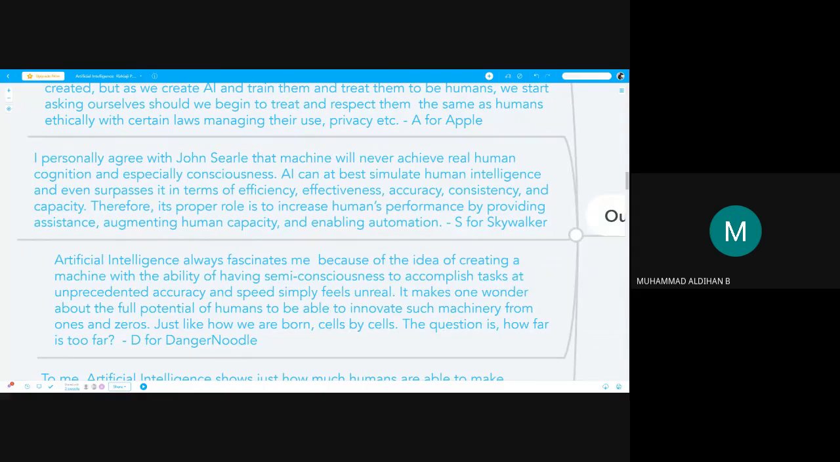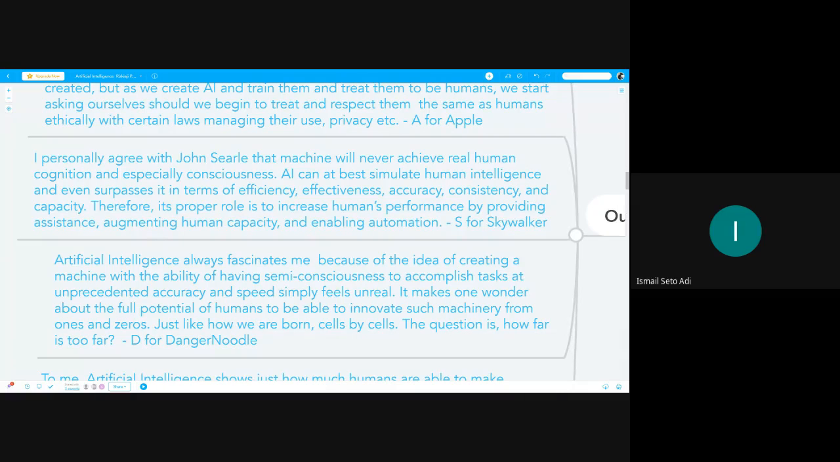So yeah, I personally agree with John Searle that machines will never achieve real human cognition, especially consciousness, because to me, AI can at best simulate human intelligence. But I believe that even without real cognition, AI still can surpass humans' intellectual performance in terms of efficiency, effectiveness, accuracy, consistency, and capacity. This is because we, unlike machines, have physical limitations.